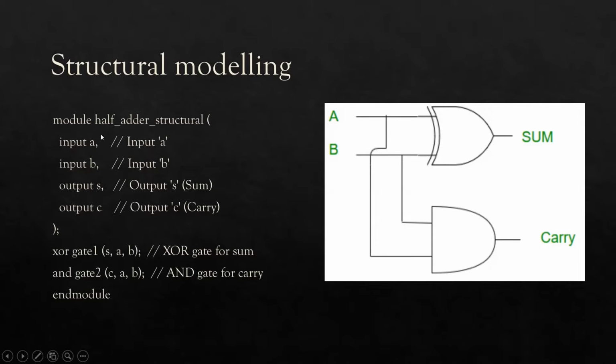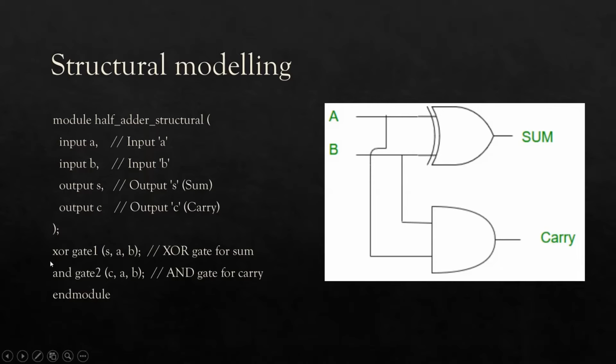So this is the structural model. We will write it like this. This is the module, which is simple. Module is a constant keyword, and half adder structural is the module name. These are the ports. What are the ports we have? A, B, and sum and carry, S and carry.